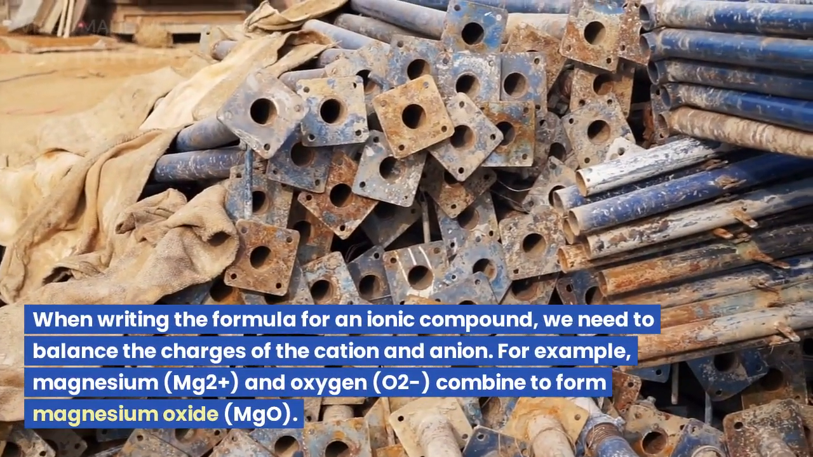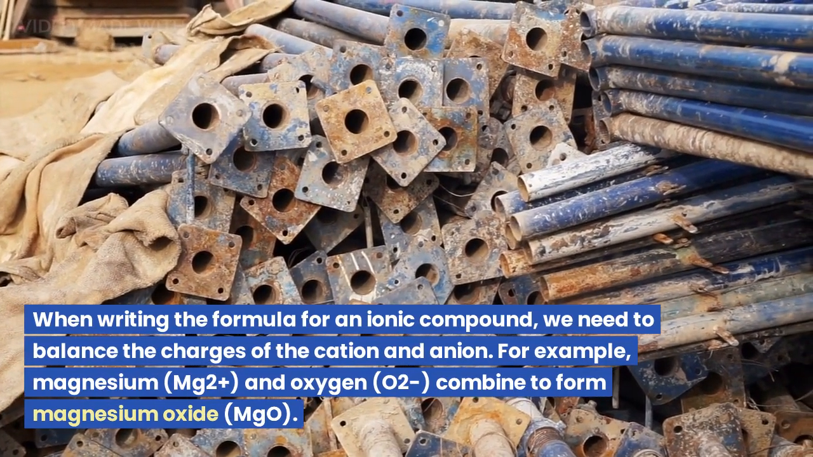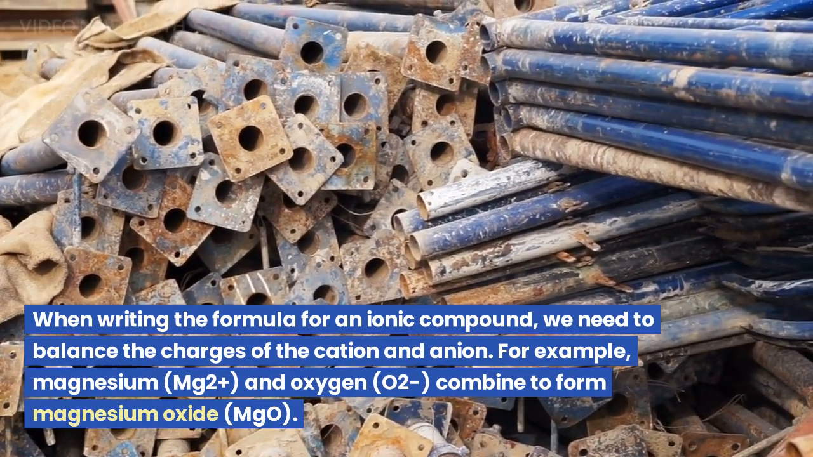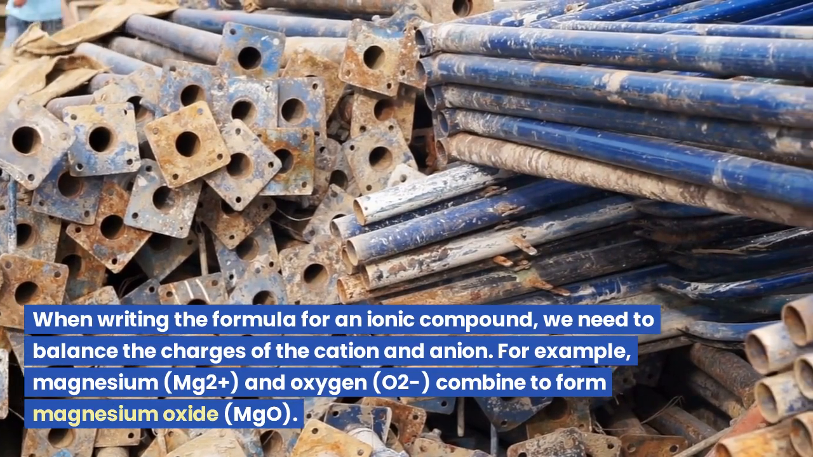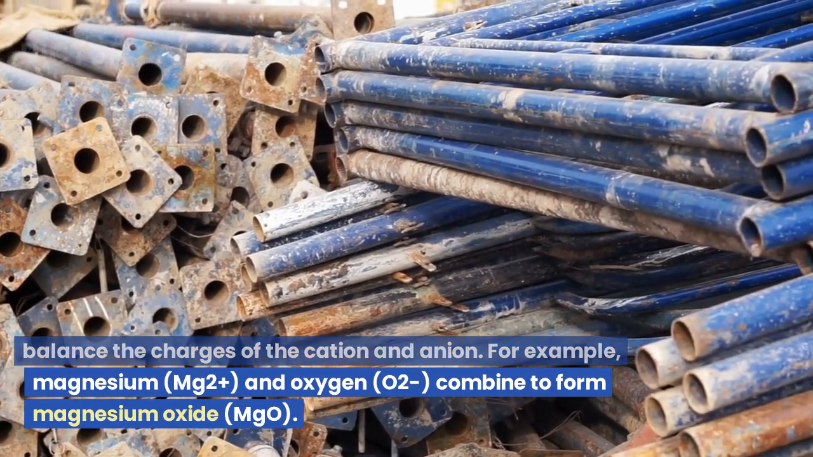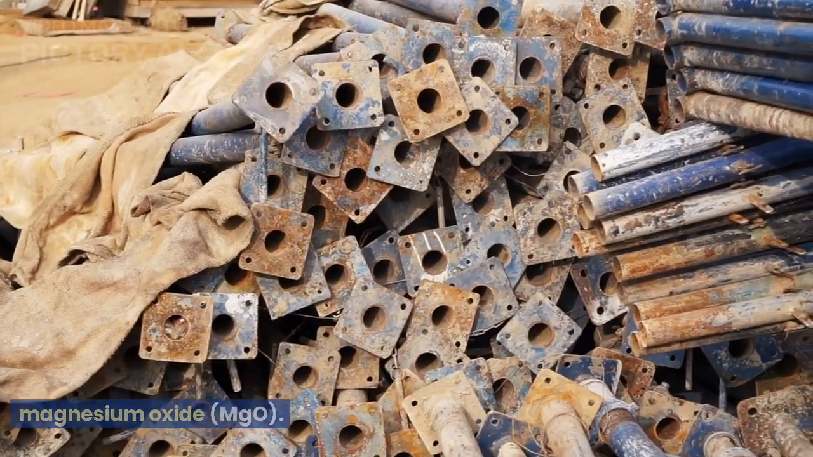When writing the formula for an ionic compound, we need to balance the charges of the cation and anion. For example, magnesium, Mg2+, and oxygen, O2-, combine to form magnesium oxide, MgO.